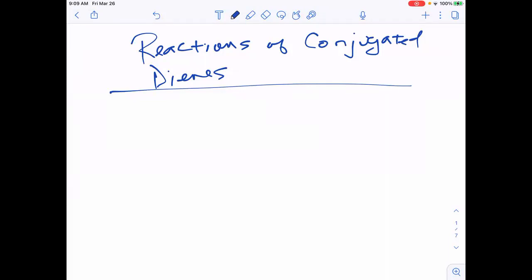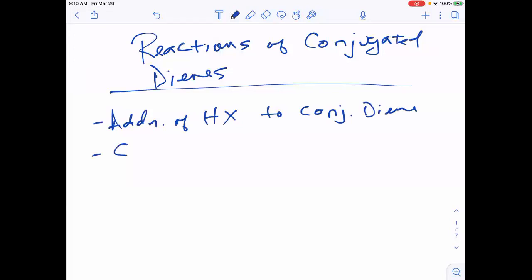So we're going to do today addition of HX to a conjugated diene. All right, and then we're also going to study cycloaddition, but we won't do that. We'll start that on Monday, and that'll be on the fourth exam. Yeah, the fourth exam.